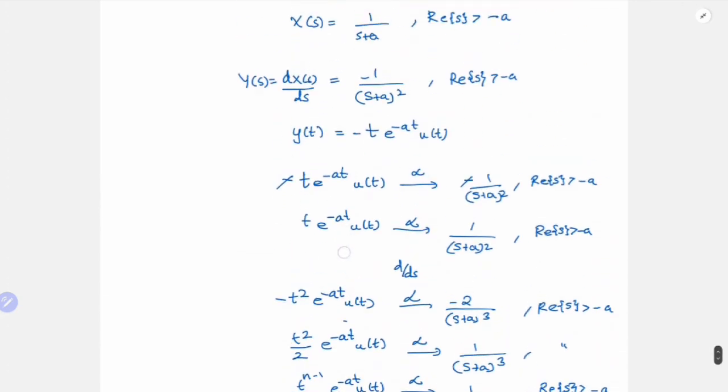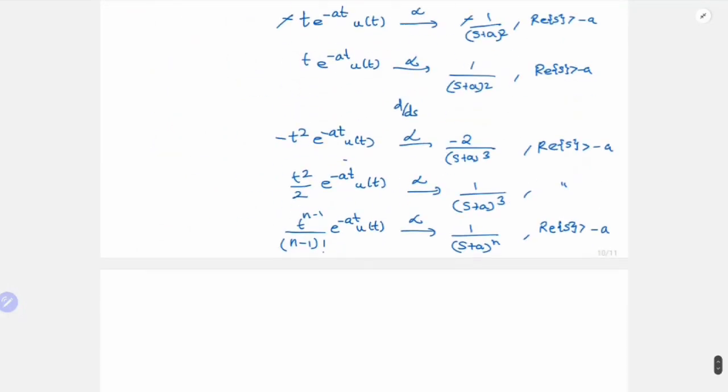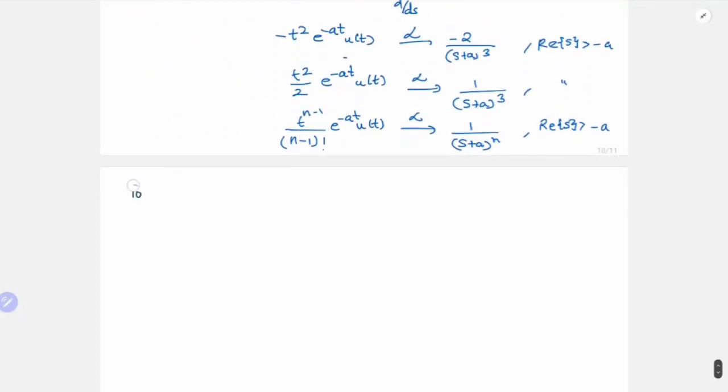So our next property is integration in the time domain.